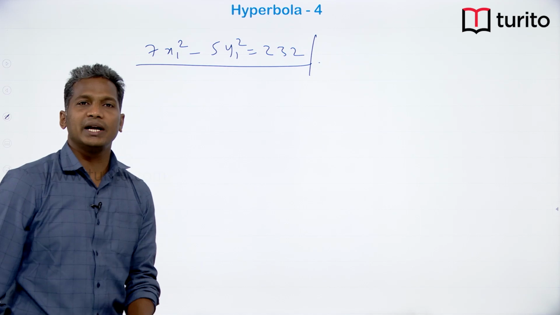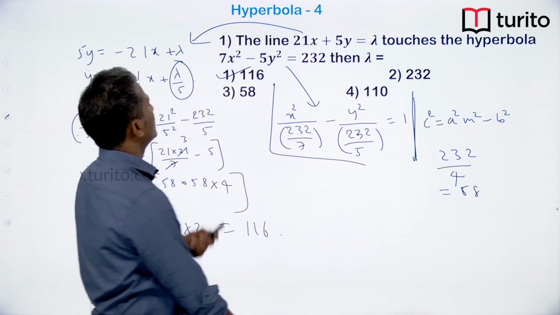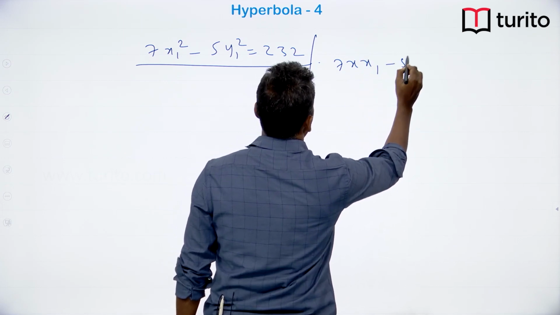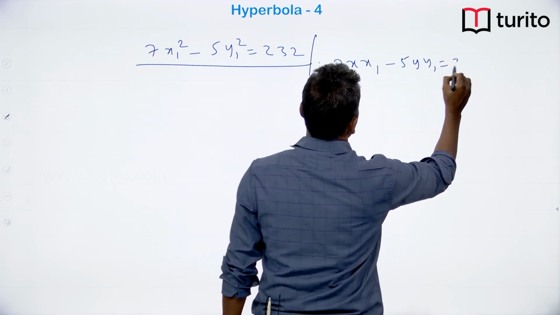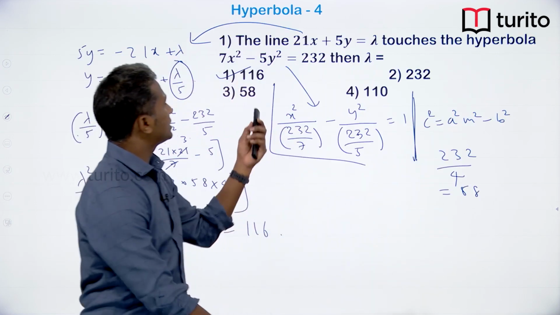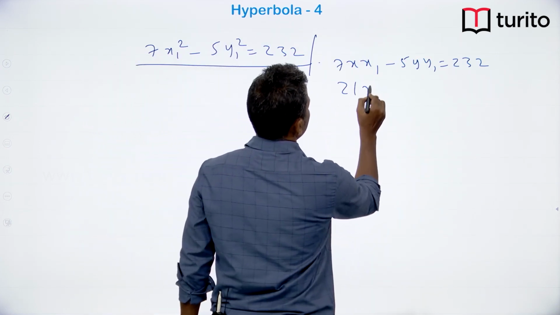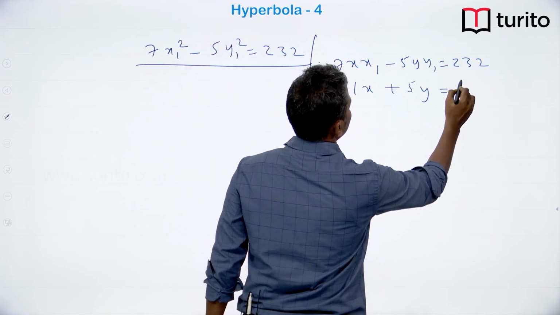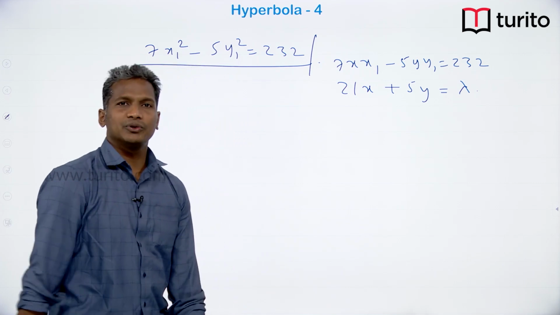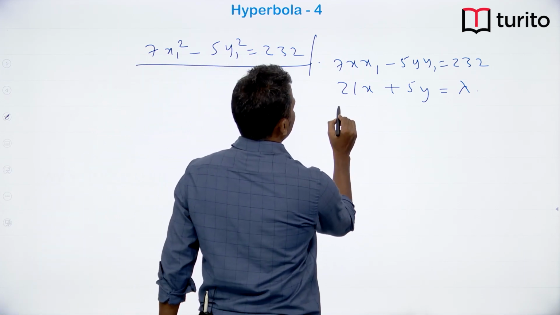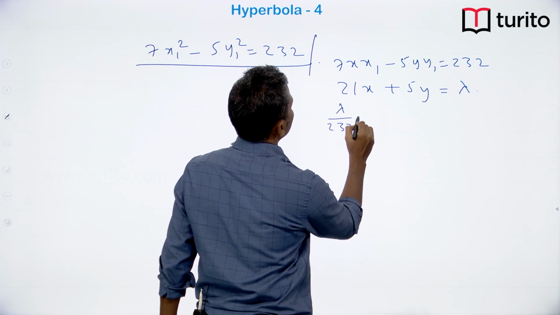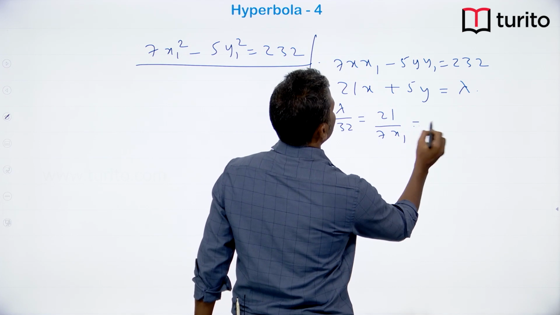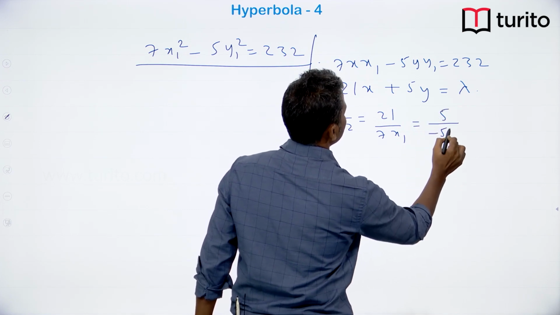Now, I am interested in finding the tangent at x1, y1. So, how will that equation look like? 7xx1 minus 5yy1 equal to 232. Now, what is the given equation? It is 21x plus 5y equal to lambda. Now, compare both of them directly. So, we get lambda by 232 is equal to 21 by 7x1, and that is equal to 5 by minus 5y1.